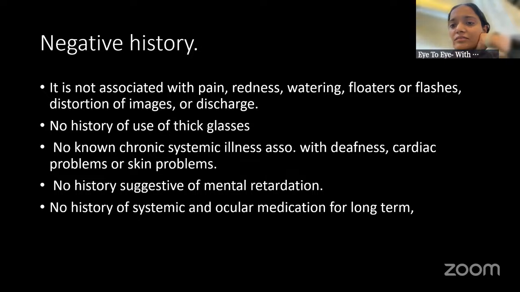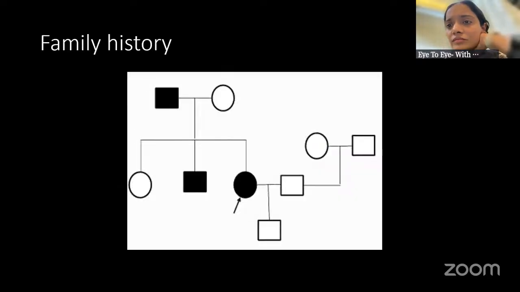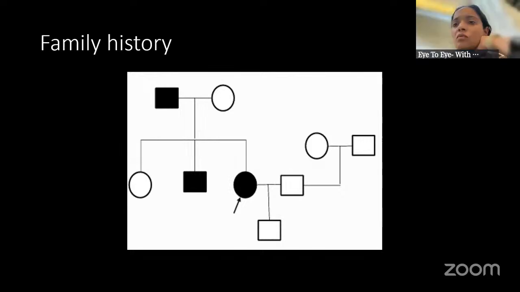Okay. Where were we? Yes, personal history, family history. In family history, her father and brother complained of similar issues, although there was no such history coming from the husband's family side, and her son is also not having any such complaints. So when you look at this pedigree chart, what do you think is the mode of inheritance?